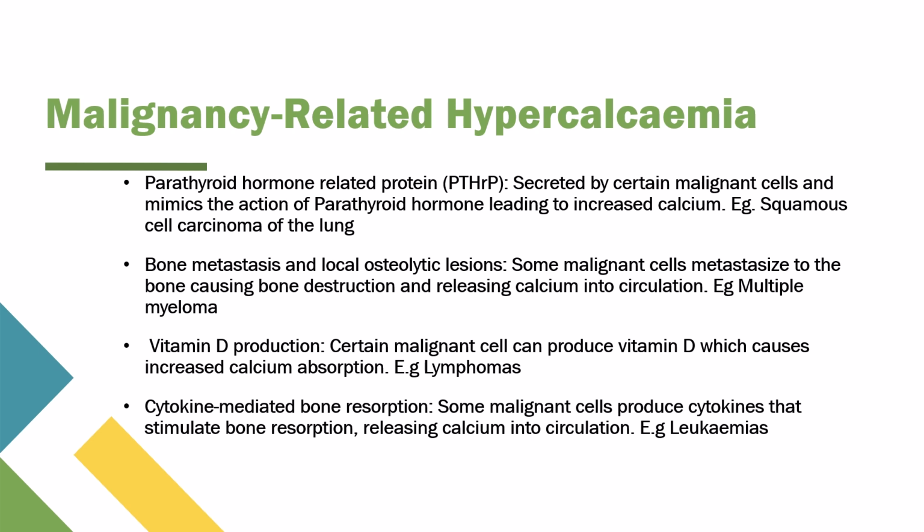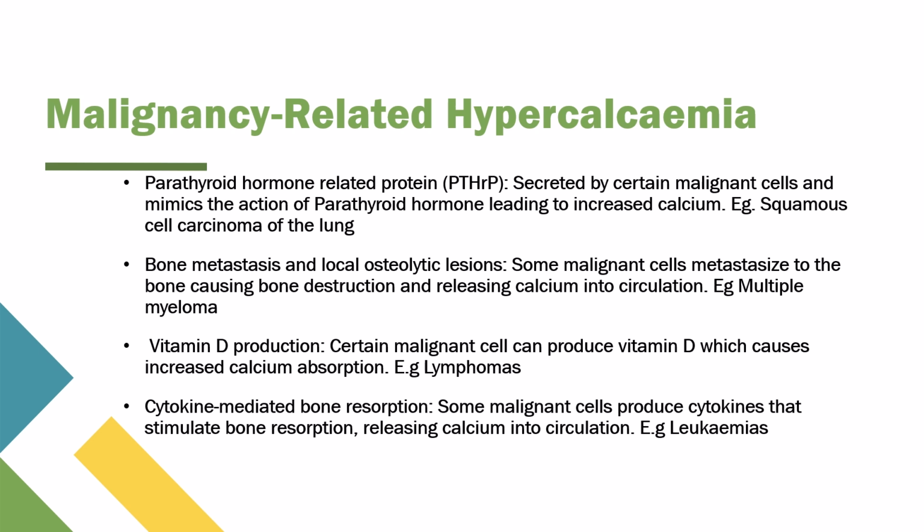The third possible explanation is that certain malignant cells can produce vitamin D, which normally causes an increased calcium reabsorption from both the kidney and the GIT, and a typical example is the non-Hodgkin lymphomas.